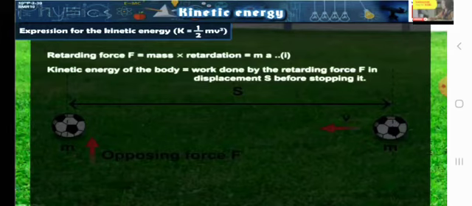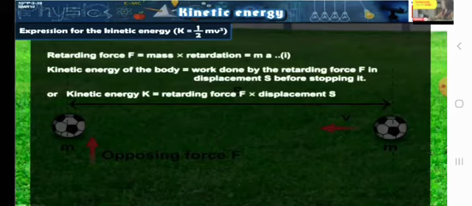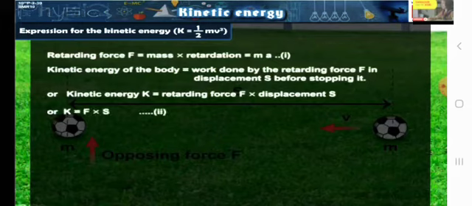Kinetic energy of the body is equal to work done by the retarding force F in displacement s before stopping it. Or kinetic energy K is equal to retarding force F into displacement s. Or K is equal to F into s. Let this be equation second.